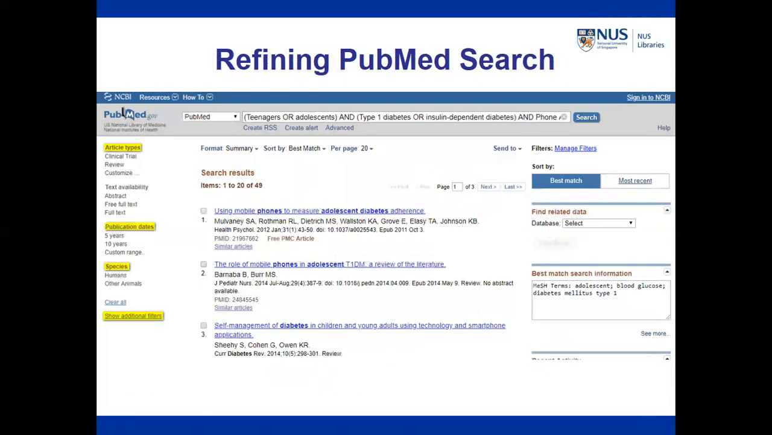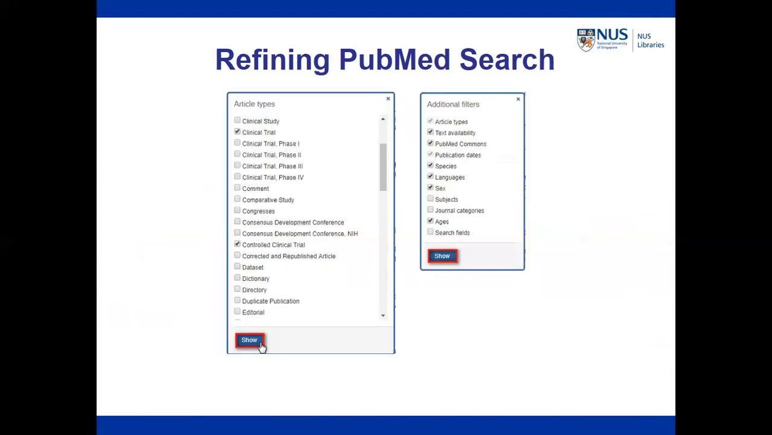If there are too many results and you would like to refine them by each group, study type, or publication date, you may want to use the filter options on the left panel. When you click on Show Additional Filters, you will be able to see more options, and please try to explore this feature to refine your search.